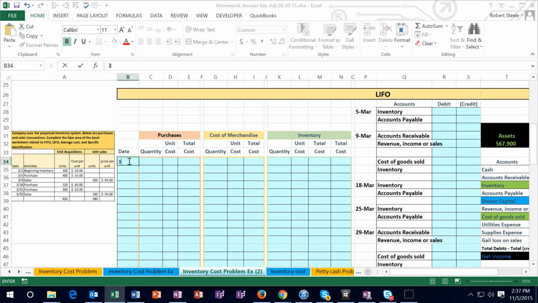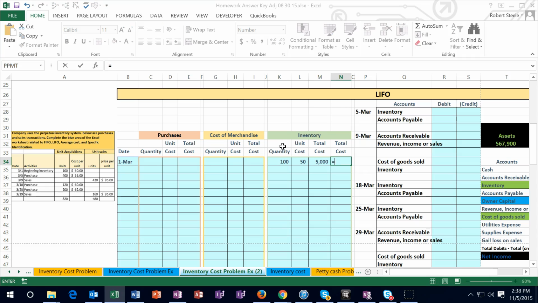So we're going to start off on 3-1 just as we did last time, with beginning inventory. So I'm just going to put it in the inventory section to start off in the same spot. We had 100 units at $50 per unit. I'm hitting tab. And then I'm going to multiply these out by saying equals. I'm hitting left twice to the 100, times, left once to the 50. I'm going to hit control enter. So I'm staying on the same cell. 100 times 50 is the 5,000.